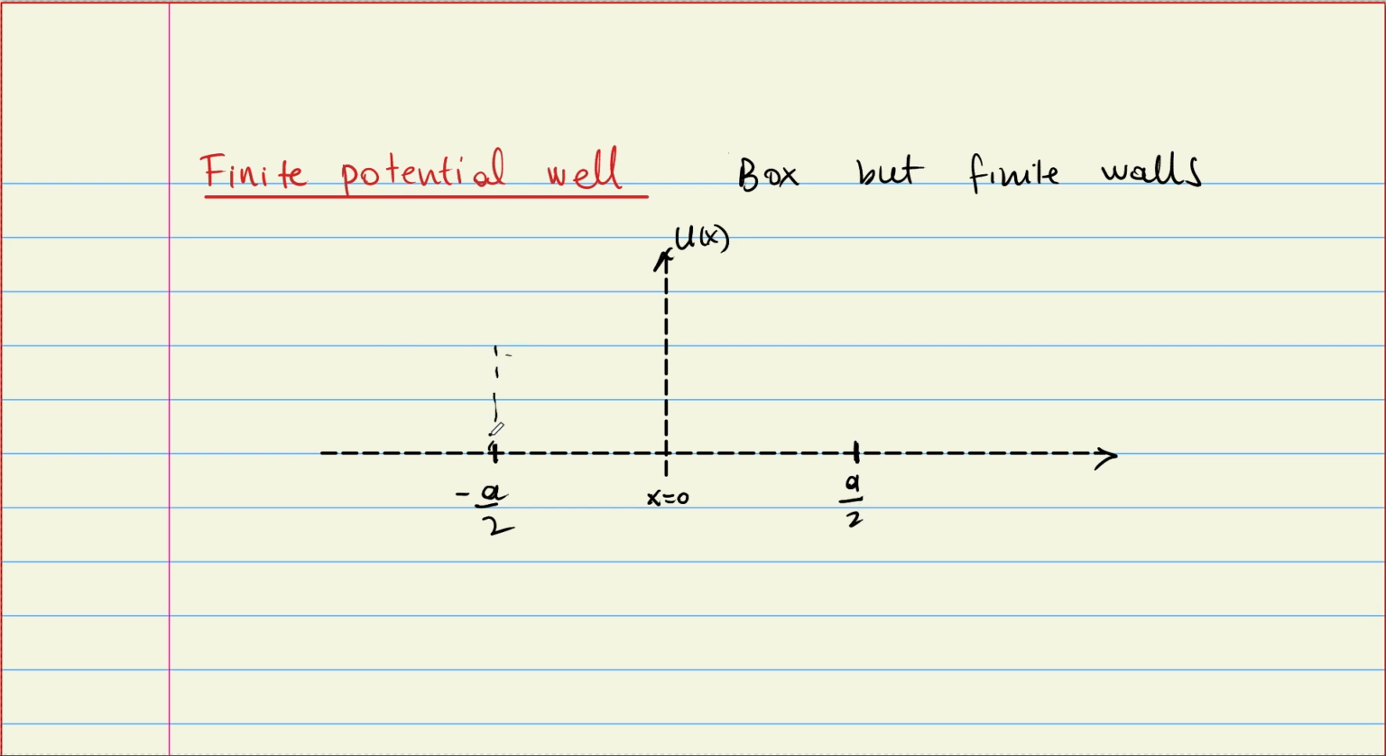And if I am inside the box, v is again 0. But if I'm outside the box, I have these finite walls. So this is, let's call this some u0 constant.